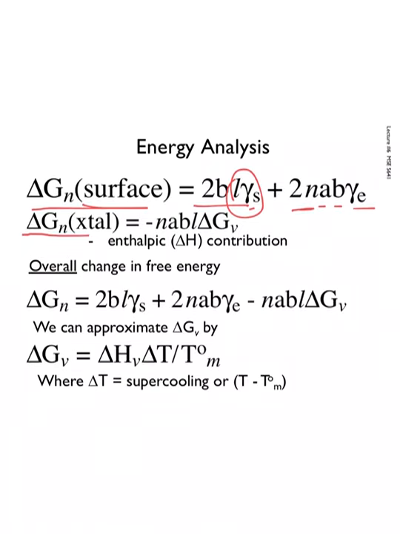And then we also have the volumetric contribution, which is NABL, the volume of each block, times the free energy of nucleation and growth in this structure. Again, we learned about this a couple of lectures ago, where this is an enthalpic contribution. And then we put everything into the hopper, so we have the volumetric and surface contributions all added together: 2Bl gamma sub S plus 2NAB gamma sub E minus NABL delta GV.